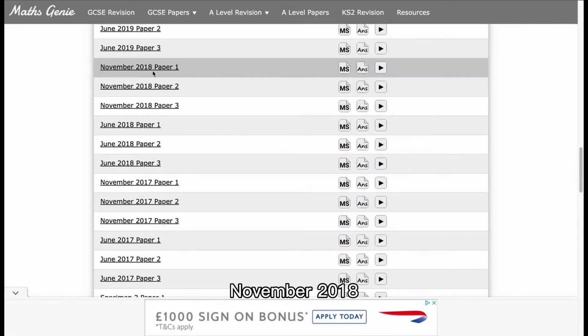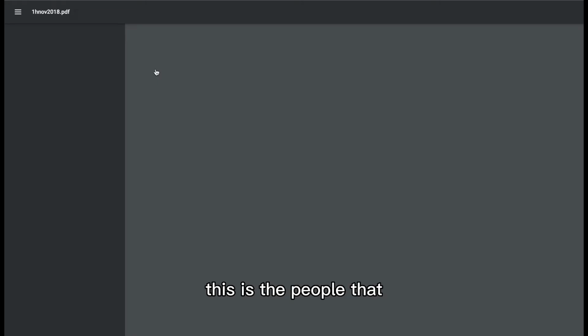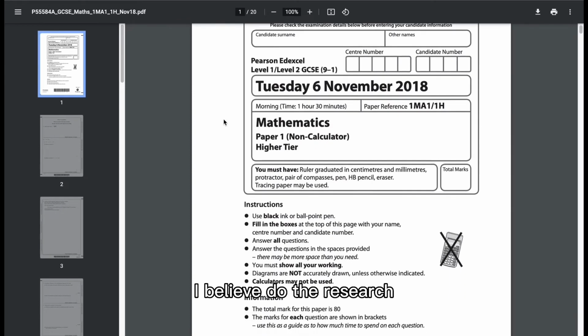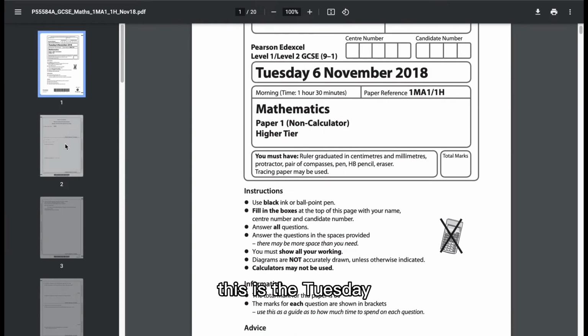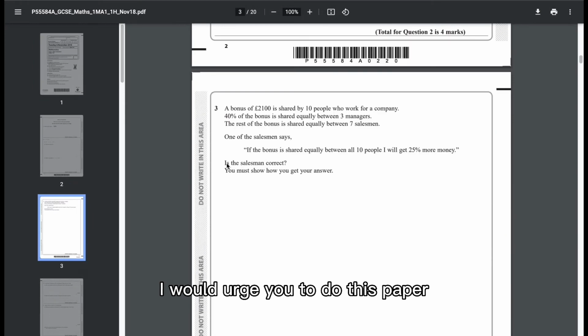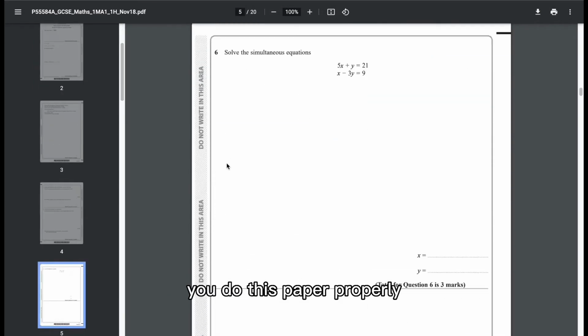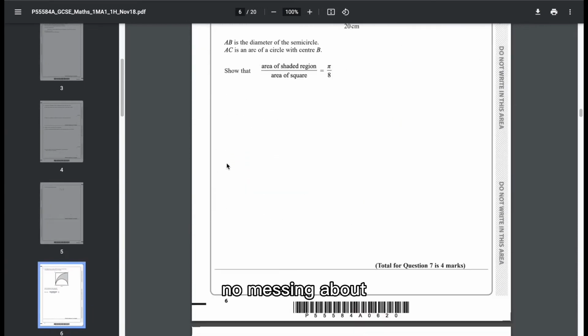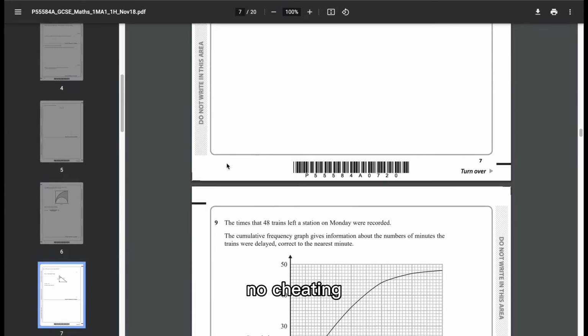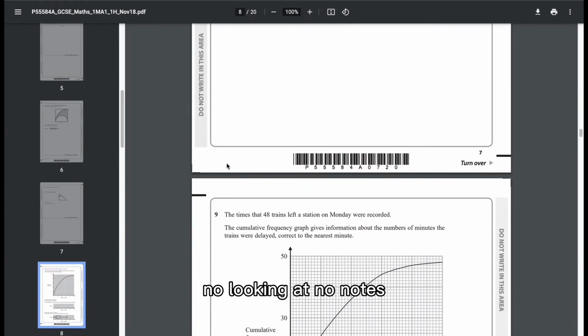So let's go with the November 2018. This is the people that I believe do the resets. We can see that this is the Tuesday, 6th of November. I would urge you to do this paper. Very important. You do this paper properly. No messing about. No cheating. No looking at your revision guides. No looking at no notes.